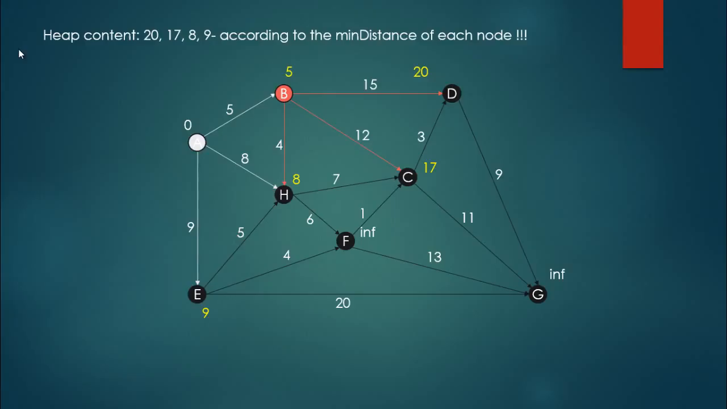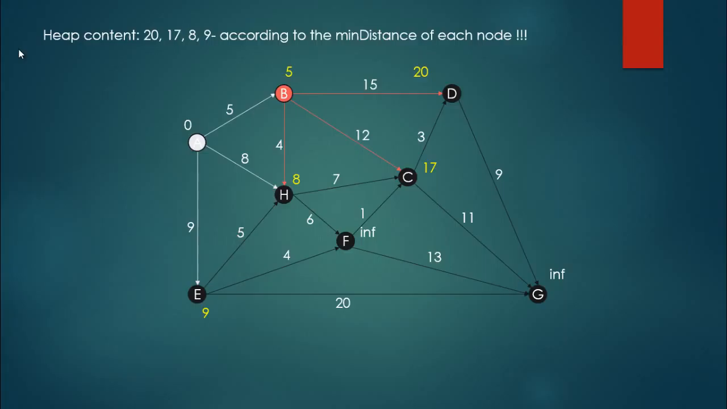5 plus 4 is going to be 9, and 9 is greater than 8, so it is not a good solution. If you want to get from A to H, it is a bad path if we would take A to B and B to H, because it costs 9, and the direct route from A to H is equal to 8. So we are not going to update the H.